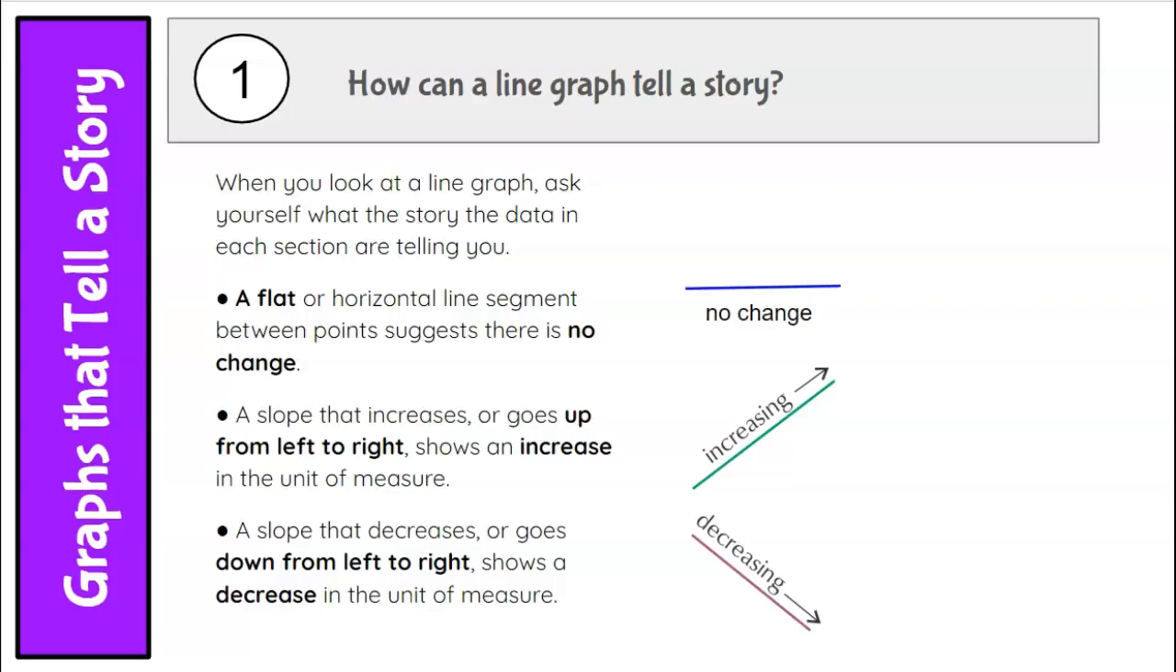When you look at a line graph, ask yourself what the story of the data in each section is telling you. A flat or horizontal line segment, just like I said before, means there is no change in whatever you're measuring. A slope that increases or goes up from left to right shows an increase in whatever unit you're measuring, and a slope that goes down from left to right is decreasing, which represents a decrease in the unit of measure.